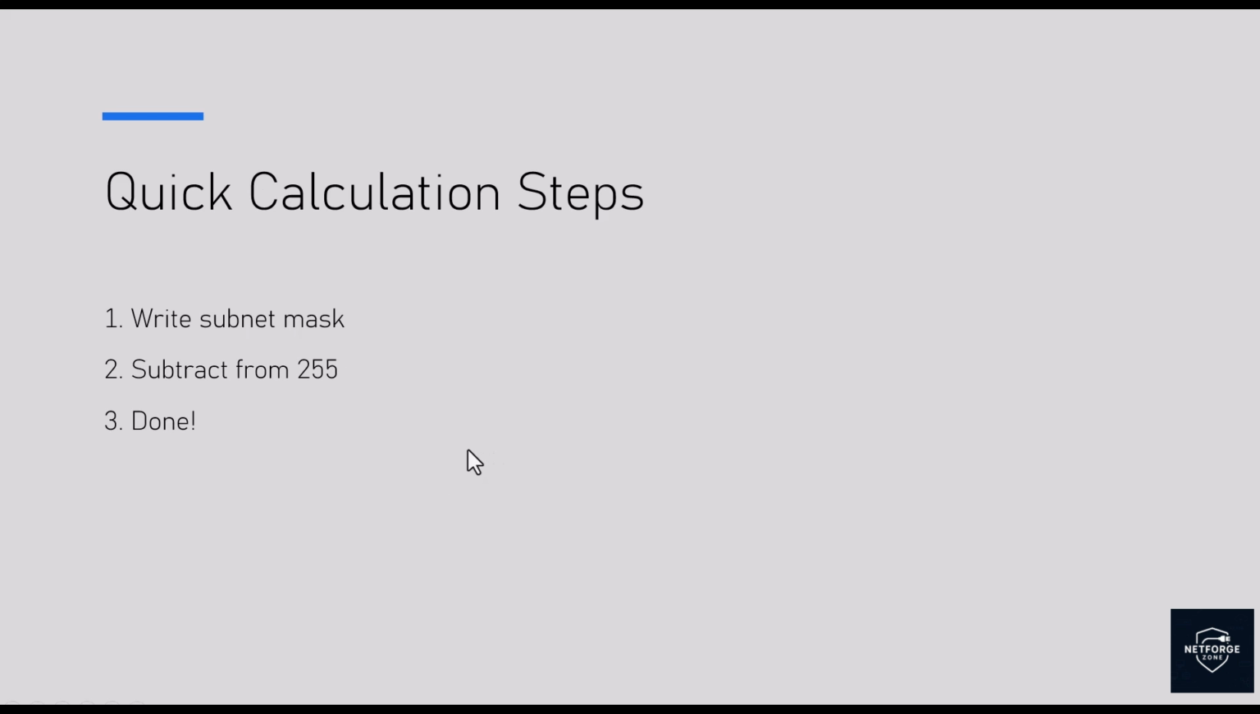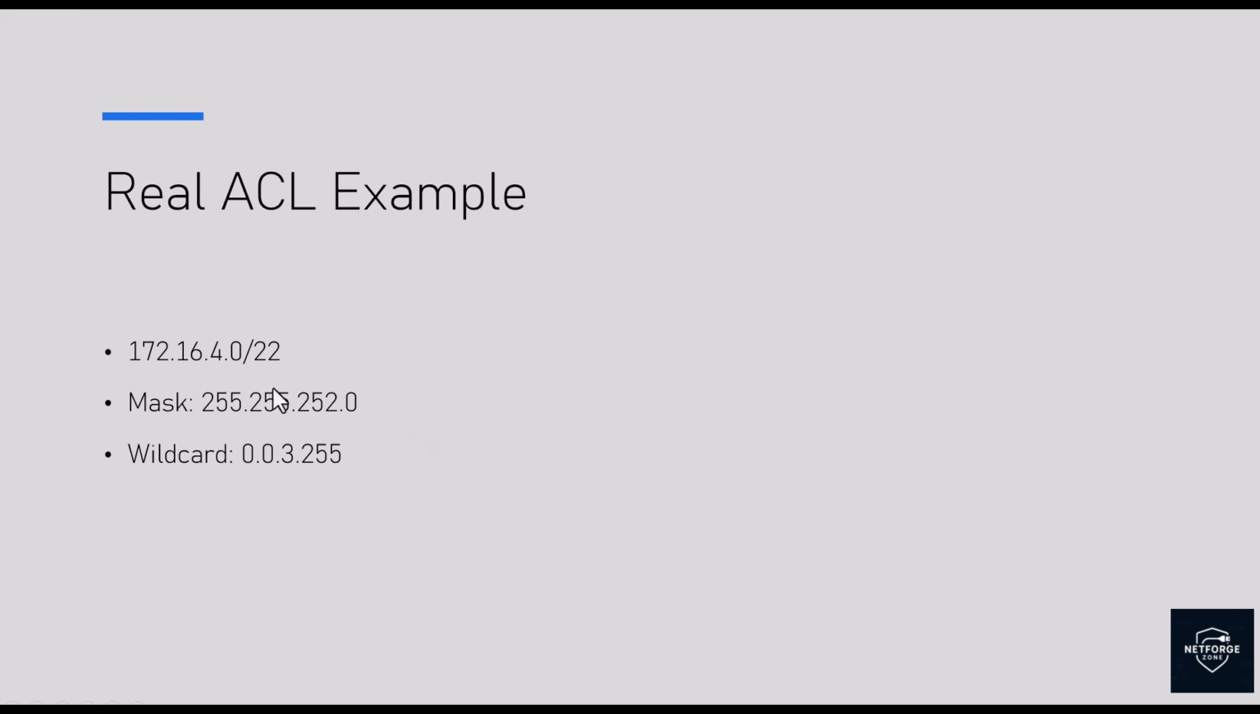Okay, so we're almost done. I showed you how you should calculate different wildcard masks. That's very easy, right? Subnet mask subtracted from 255. That's done. That's going to give you the wildcard mask. And I gave you an example of your access list. So in this case, for example, if I want to say any address that falls into 172.16.4.0 up to 172.16.7.255, this is going to give me this wildcard mask, as you can see in here. And because I told you how to calculate this, it's going to be an example for you to do it yourself.